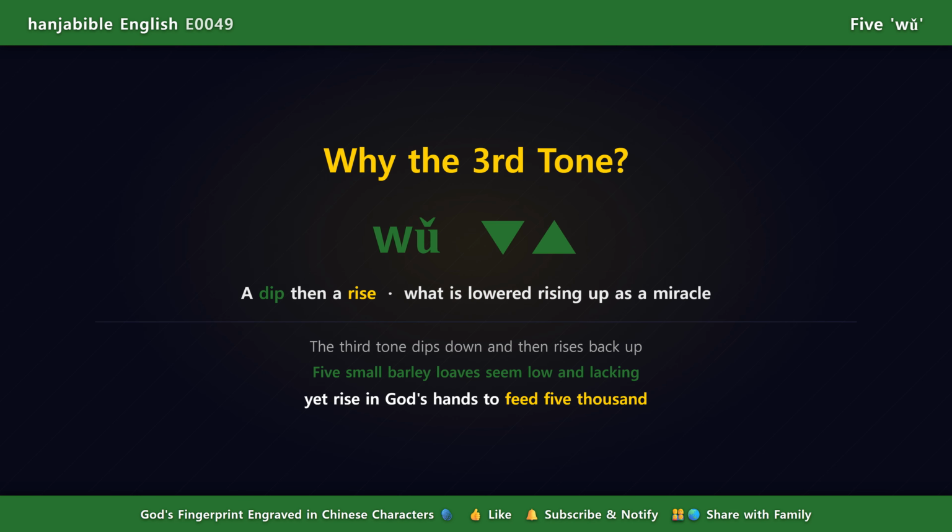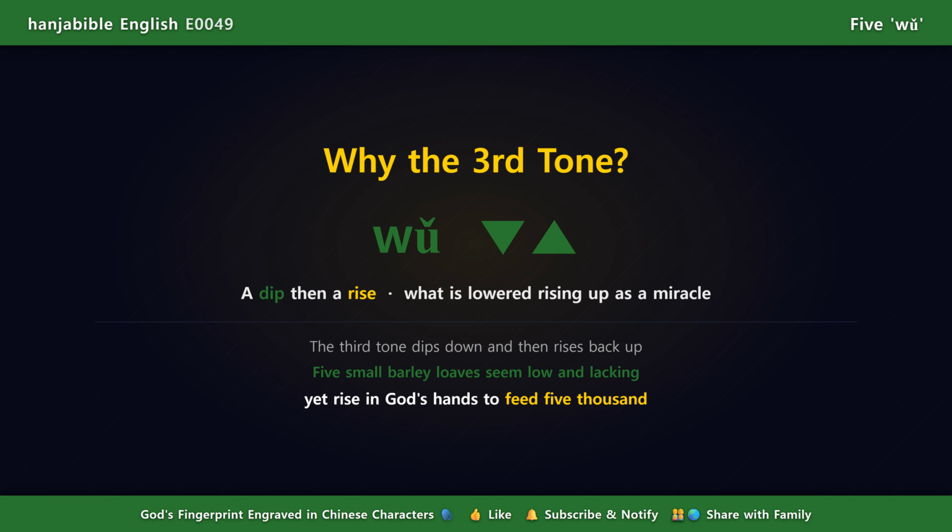Why the third tone? In Mandarin, the third tone dips down and then rises back up. Just as 5 small barley loaves seem low and lacking, yet rise in God's hands to become a miracle that feeds 5,000, that is the rhythm of the third tone. Creation's breath comes down, and then God's dot is placed, rising again. This is the third tone of 5.